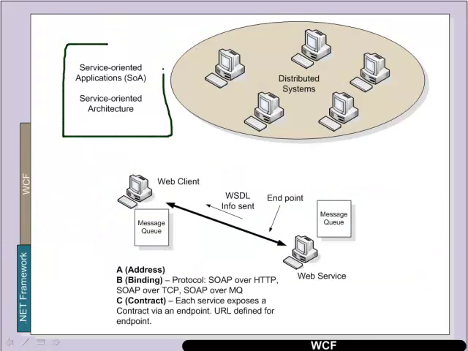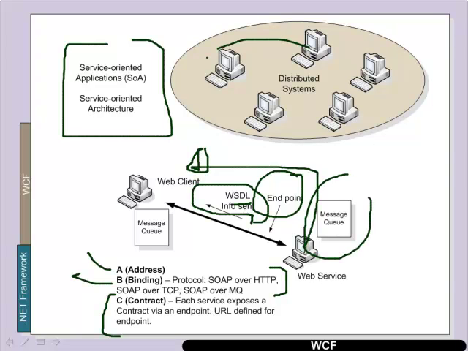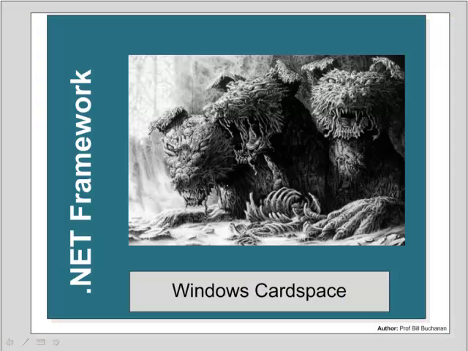Basically, .NET 3 defines ABC, where we have an address, we have a binding through a certain protocol, such as SOAP over HTTP, SOAP over TCP, and we have a contract, and that contract is the thing that exposes the service to the client. So we have endpoints, the information about the service is sent with WSDL information, and we can have message queues, and this will be towards a completely distributed or service oriented architecture.